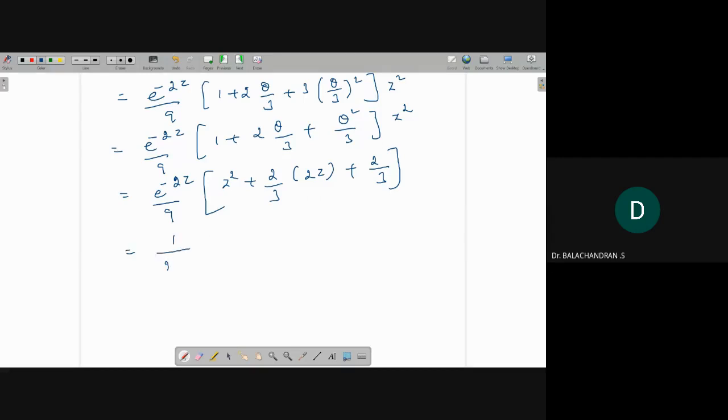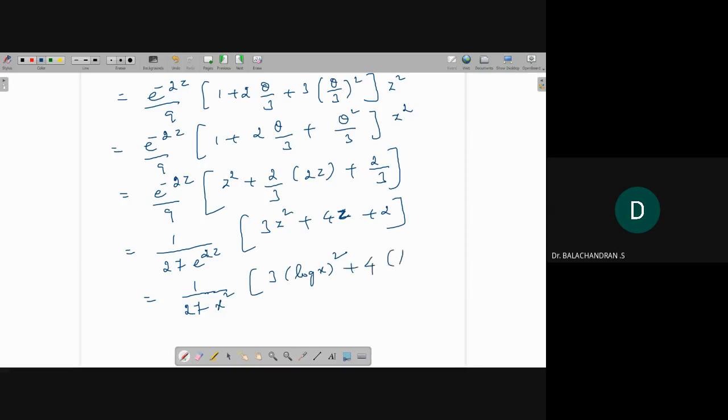So let us take 3 as LCM. So 1 by 27 e power minus 2z, I will write the denominator, 3z square plus 4z plus 2. This is z. So now write everything in terms of x. So 1 by 27 e power minus 2z is 1 by x square, into 3 (log x) square plus 4 into log x plus 2. So now this is your particular integral. Final answer: y is equal to CF plus PI.